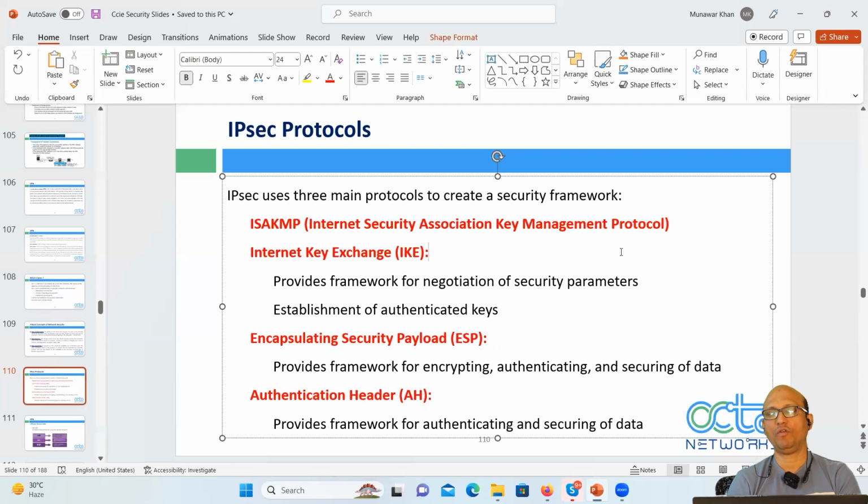The synonymous word for ISAKMP is IKE. And you won't believe, now we have two versions of IKE. IKE version 1 is almost gone now. We always prefer IKE version 2 now, because IKE version 1 and 2 have a lot of differences. We'll see what differences we have.